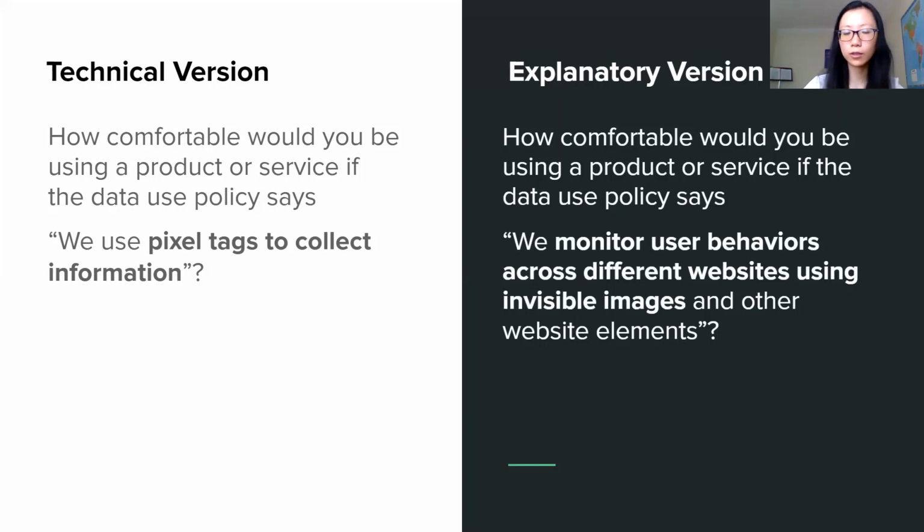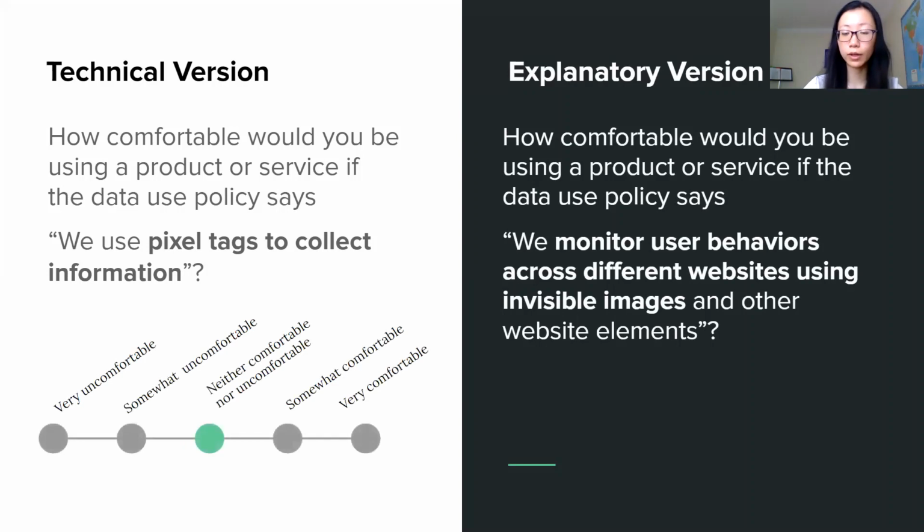And so for each question, users rated their comfort on a Likert scale from very uncomfortable to very comfortable. And even though participants did not know the questions were paired, we did. So we looked at the change in comfort between technical and explanatory versions. And so this is paired data, so we use the paired t-test.